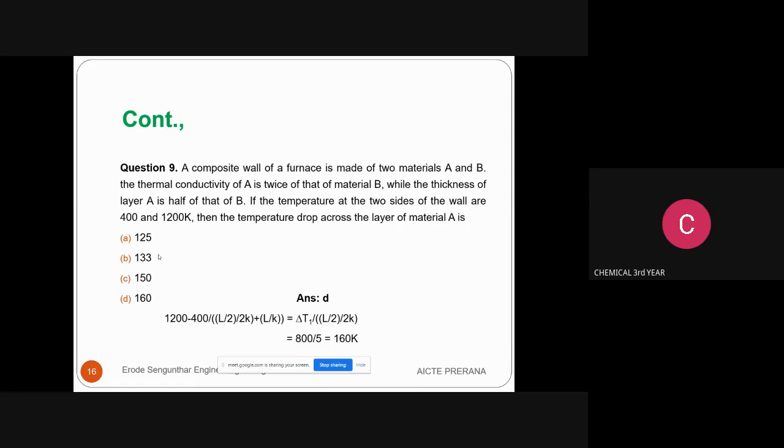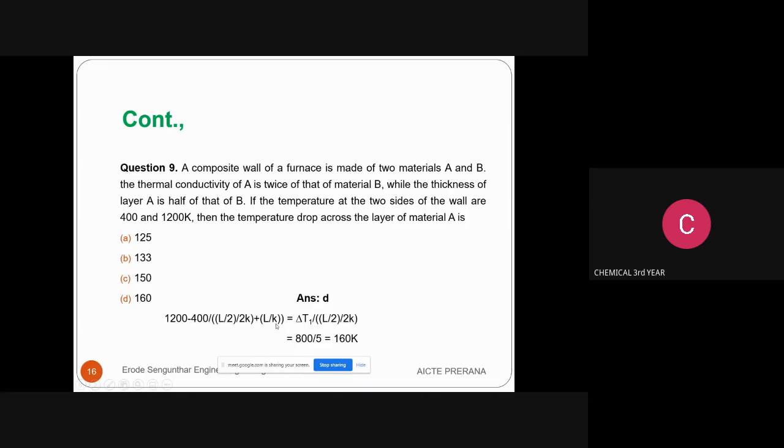If the temperatures at the two sides of the wall are 400 and 1200 Kelvin, T1 and T2 are given, so we can find the del T value. Then the temperature drop across the layer of material A. They are asking the temperature drop only for material A. Okay, same thing, we can solve with the same kind of formula. Q is equal to minus K into dT by dx. If we substitute these things, this Q value will be the same only.